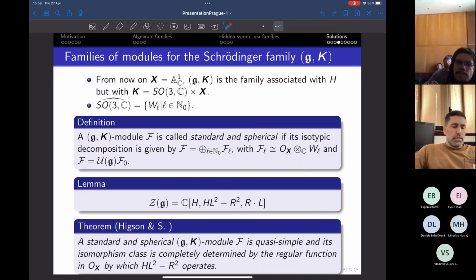And you can show that a standard and spherical family or module for this family of Harish-Chandra pair (G, K) is quasi-simple, namely the center acts on it nicely. And more than that, its isomorphism class is completely determined by the way in which this specific central element acts. Since I don't have a lot of time, I'm going to skip the next few slides.